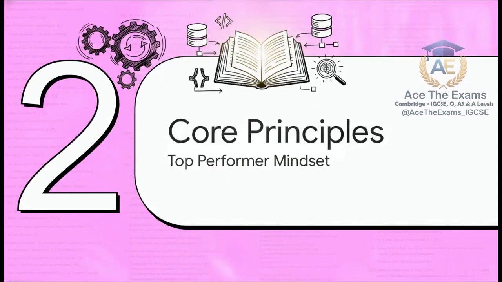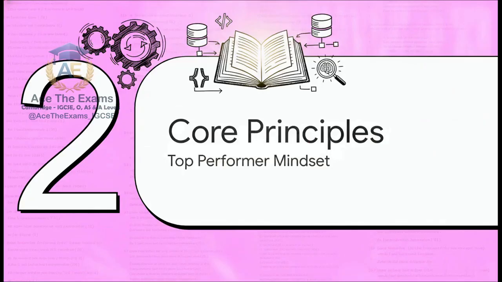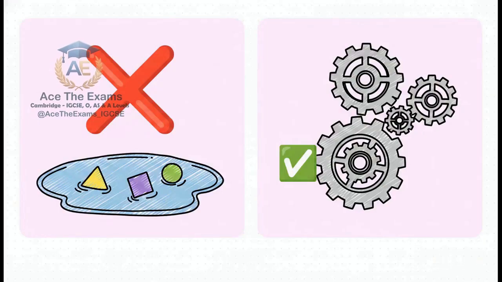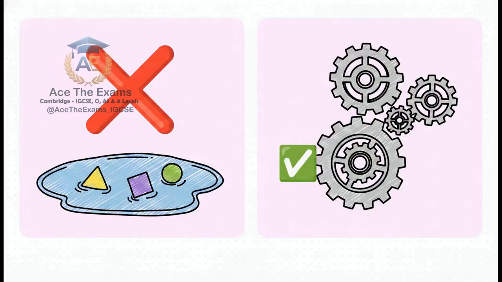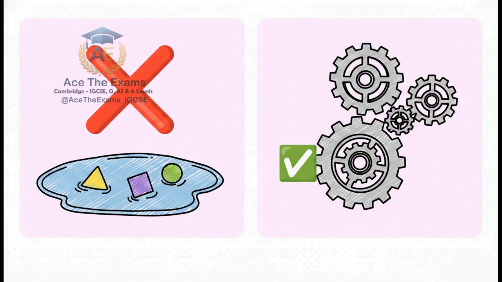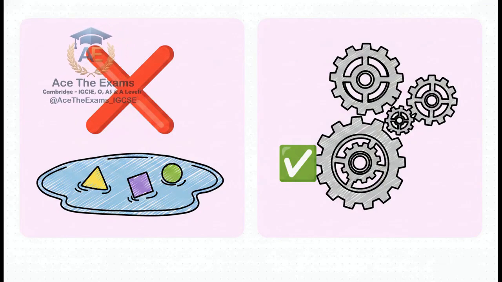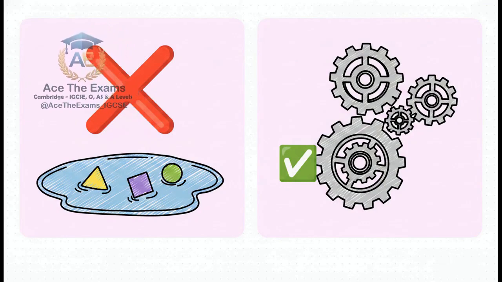Section 2. Core Principles. This is all about thinking like a top performer. Notice the stark contrast we've got here. On the left side, we have basic superficial breadth. This is exactly where Alex went wrong. Knowing the basic syntax for create tables simply isn't enough anymore. You can't just memorize the textbook. On the right side, we see what the academic benchmarks actually prioritize, which is analytical depth.